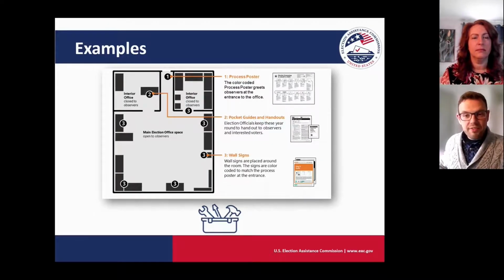Just as each jurisdiction has different processes, each jurisdiction will also be able to use these products in different ways. Smaller jurisdictions might find it most helpful to post the process poster at the entrance of their office and have pocket guides and handouts available to visitors. Medium and large jurisdictions, meanwhile, may have more space to post door signs to help observers know where different processes are taking place. In large, open facilities, it may be most helpful to use the overhead signs to show observers which activities are taking place at each station.